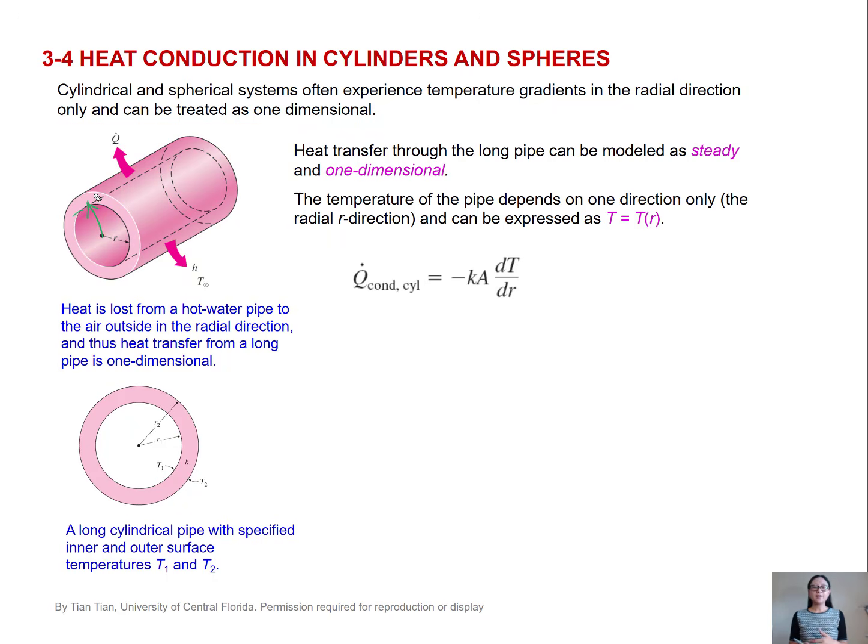Then we can use Fourier's law to calculate the conduction rate through the surface. That is, Q is negative k A dT dr. Now let's move A and dr to the left-hand side of the equation. I'll just use Q dot to represent this Q conduction cylinder.